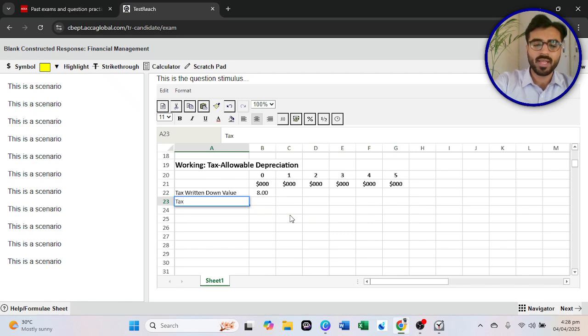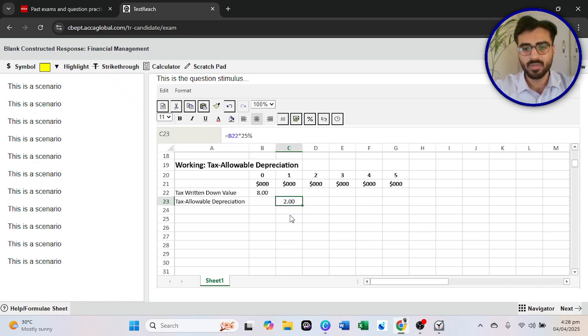Now in the second row, you will calculate the tax allowable depreciation. How will this be calculated? Using the reducing balance method, you calculate tax allowable depreciation as opening tax written down value multiplied by the depreciation percentage, which is 25%. Now the year one's tax written down value would be 8000 minus 2000, 6000. You just copy paste these formulas to the following cells and check whether it has worked fine.